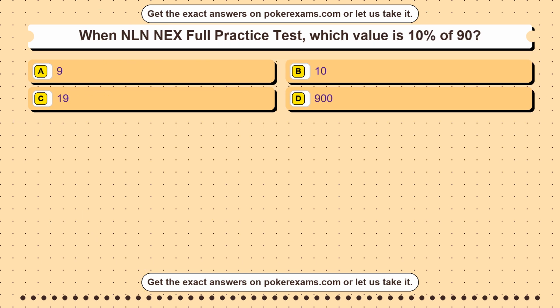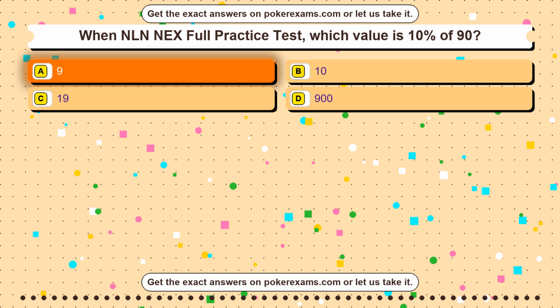Question 9. When NLN NEX full practice test, which value is 10% of 90? Option A 9. Option B 10. Option C 19. Option D 900. The correct answer is option A.